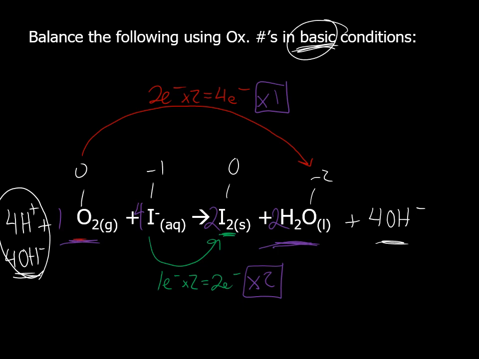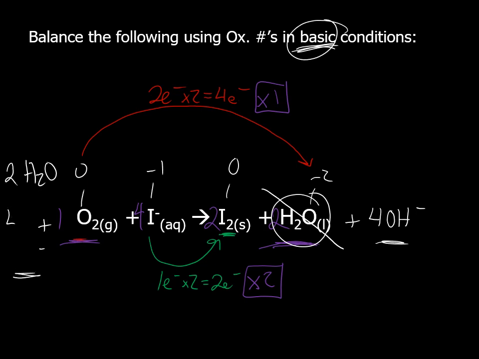Now, these 4 hydrogens and 4 hydroxides are going to neutralize and form 4 water molecules. So really, I have 4 water molecules on the left, and I have 2 on the right here. So really, we can simplify that. We can cancel out those 2 and change this 4 into a 2. So let's clean this up a bit. So those 2 waters, let's write them down here. 2H2O. And we should now have all of the atoms balanced, but again, as a check, we should check charges.